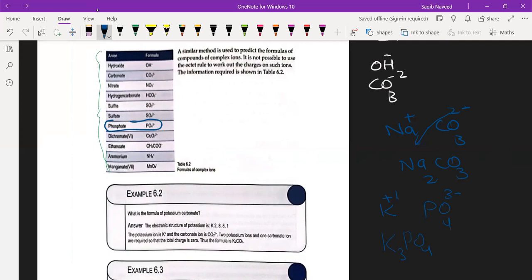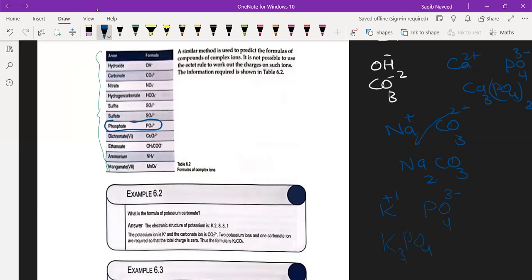Let's see. If I ask you to write the formula of calcium phosphate. Calcium is 2+ and phosphate is PO4 3-. So what would be the formula for calcium phosphate? Ca3, yes, Ca3 is right. And PO4 is twice, I mean 2 times PO4, like PO4 in brackets closed with 2.